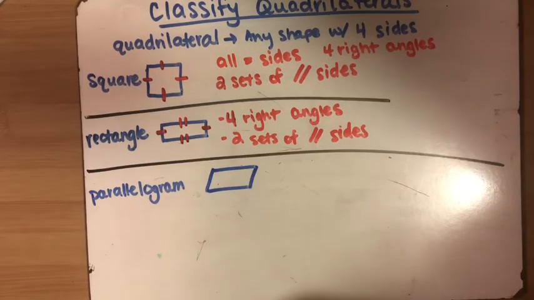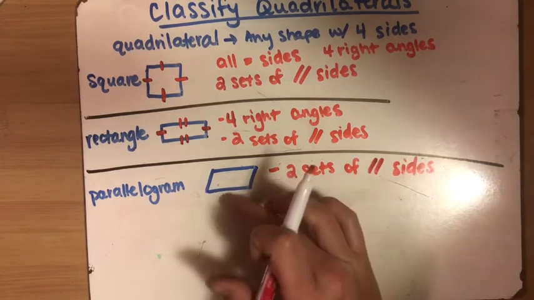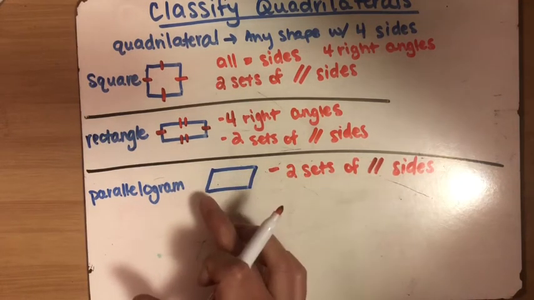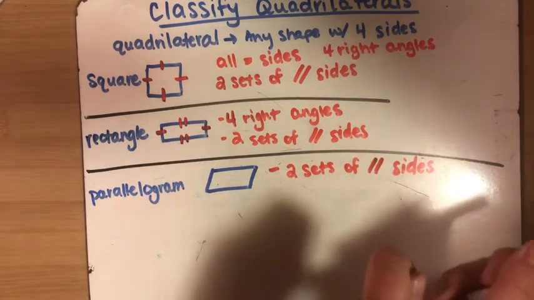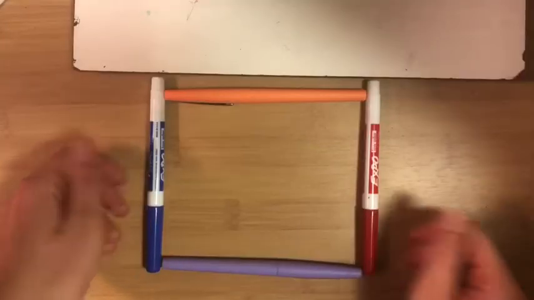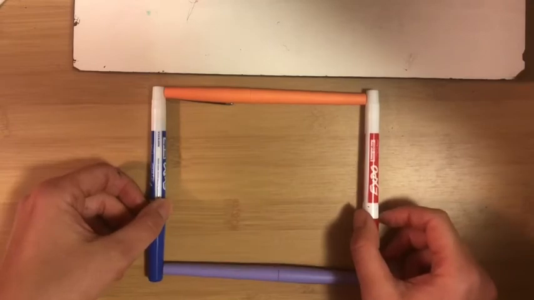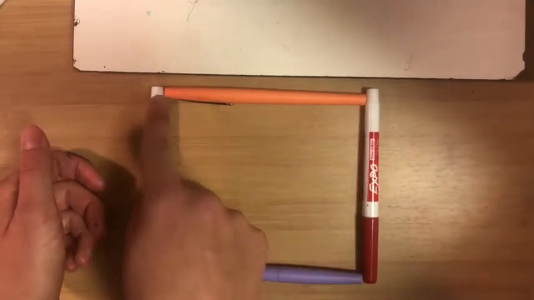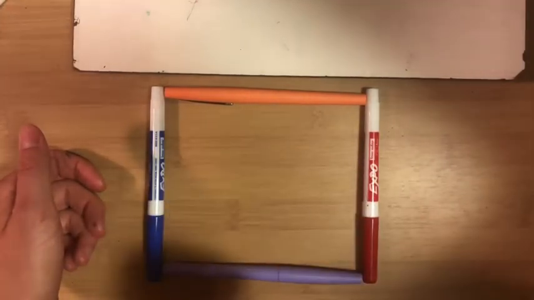Okay, next we have a parallelogram. And a parallelogram, the only rule it has is that it has 2 sets of parallel sides. So the top and the bottom are parallel to each other, and the sides are parallel to each other. That's the only rule. So it's kind of like you take a rectangle and you just kind of tilt it a little bit. So let's say that I have a rectangle here. This qualifies as a rectangle because it has 4 right angles in it. It has 4 sides, and it has 2 sets of parallel sides.